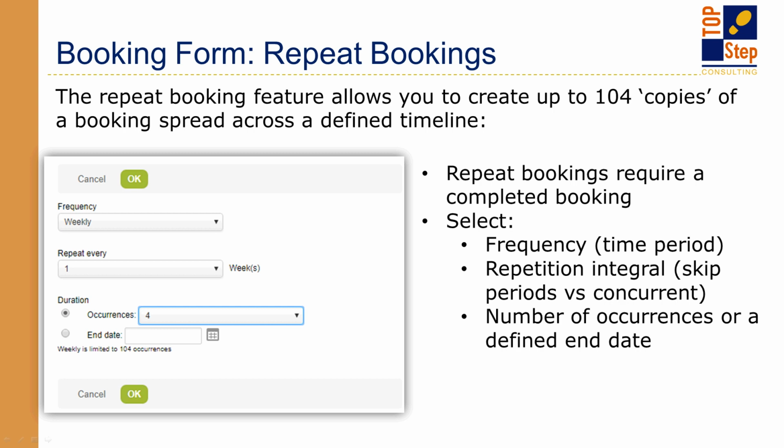Some of the areas you're going to need to pay particular attention to would be the frequency or the time period that you're using. You can select weekly, daily, monthly, etc. Then there's the repeat every drop-down. What this does is allow you to create your bookings concurrently or to skip time periods. And then finally, you're going to select the duration. You can select a set number of occurrences, or you can set a fixed end date for your bookings.